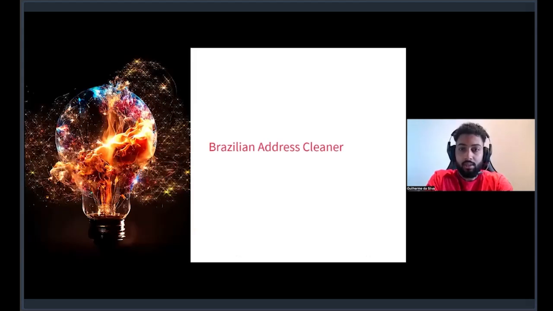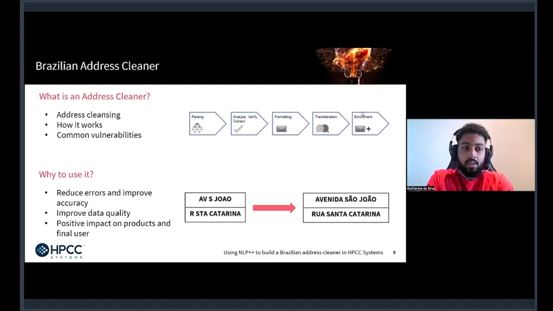So now we have to talk a little about address cleaners. What is an address cleaner? As the name implies, it's a tool that performs address cleansing, which is the collective process of standardizing, correcting, and then validating a postal address. The address verification process includes multiple steps, such as parsing, which is the assignment of address elements into the appropriate fields.